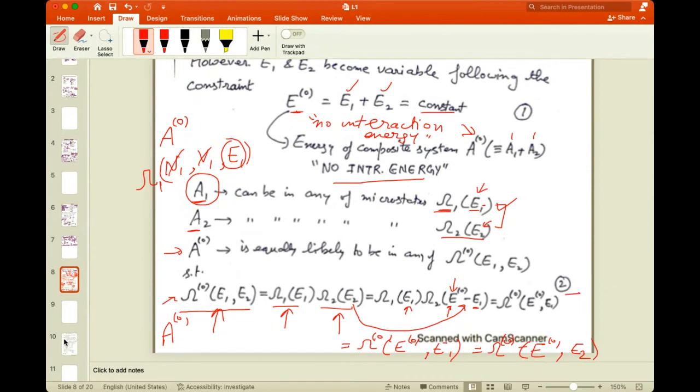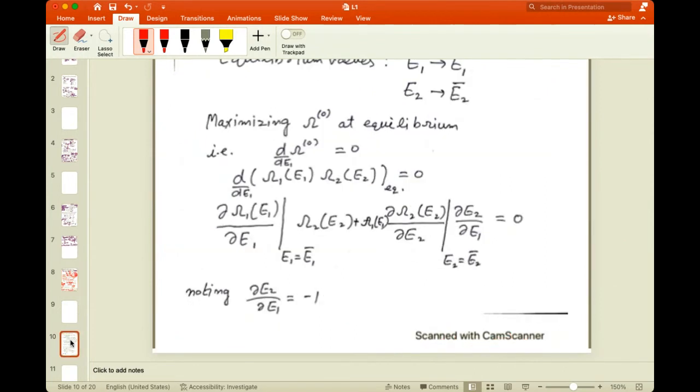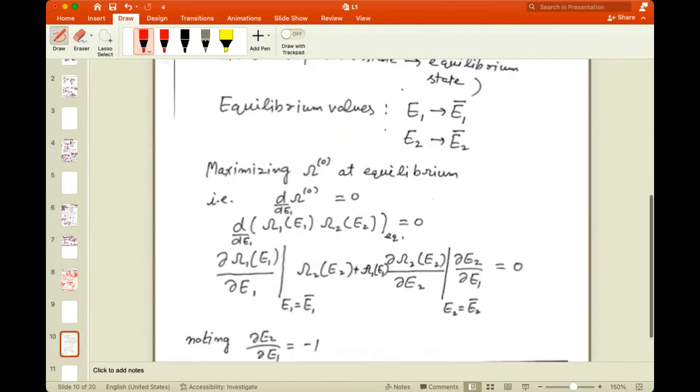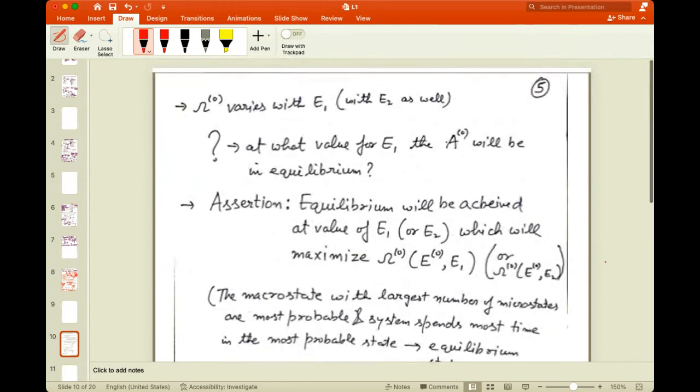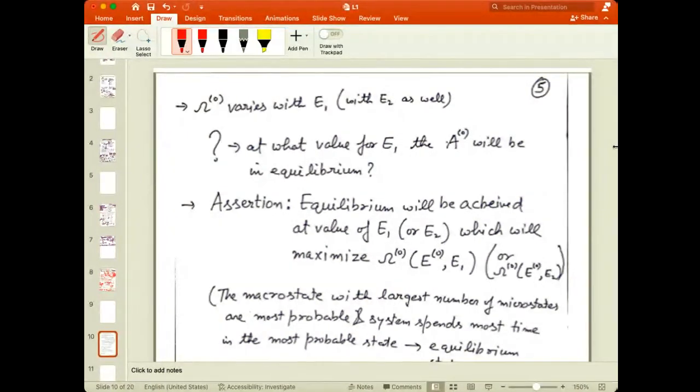Now let's move ahead a little bit and see what argument I'm going to give you for the equilibrium. Okay, so let me see what question somebody raised. Yeah, Tariq is saying, since E naught is constant, can't we write omega just as a function of either E1? Yeah, that's what we wrote, right? So that's what I just said, Tariq.